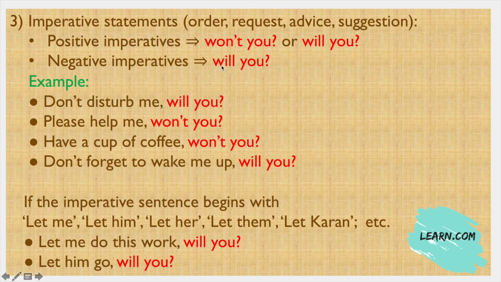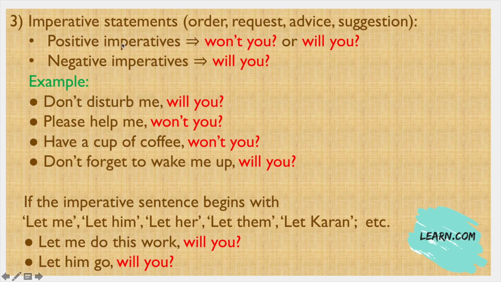Some of you can say, why bother identifying positive or negative? We can directly write will you, because will you can be applied in both the sentences. That's okay, no problem. But in the beginning I took up a basic rule that for positive sentences we use a negative question tag and for negative sentences a positive question tag. So keeping that basic rule in mind, positive imperatives will take won't you, negative imperatives will take will you. For example, don't disturb me.